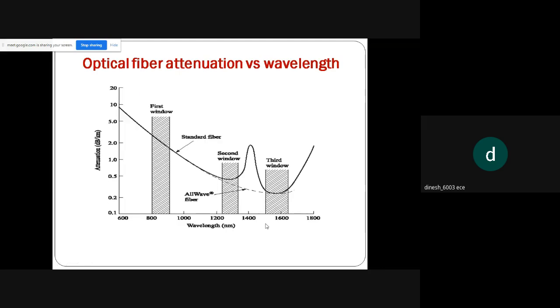This is the optical fiber attenuation versus wavelength curve, which is deployed for all the three windows that we had seen in the last class: first window, second window, and the third window. The first window is operating at 850 nanometer. This is the first window.